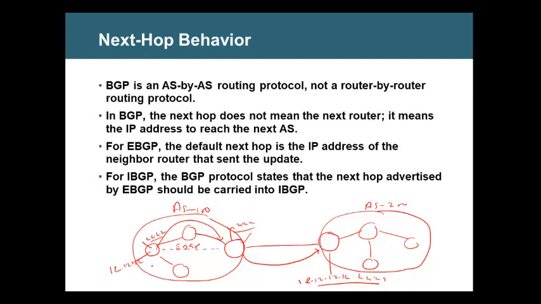Because they form neighbor using what? 4.4.4.4 only, not using 2.2.2.2. Router S will form neighbor with 4.4.4.4. Router F will form neighbor with 5.5.5.5. Isn't it? Now, this 5.5.5.5 and 7.7.7.7 are IBGP neighbors.